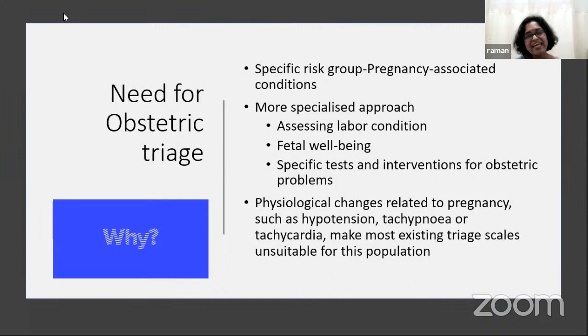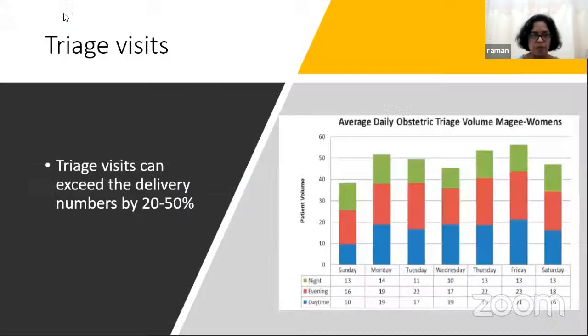Also, the triage acuity scales which we have would need to be modified, like how the early warning score and the SOFA score have been modified. Even the acuity scale has to be modified for the pregnant population because there are lots of physiological changes which happen. They may have some slight hypotension, they may be tachypneic, they may have slight tachycardia. So whatever triage scale we have has to be modified in the obstetric population.